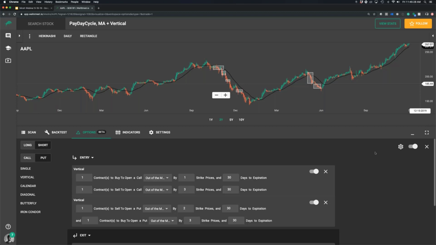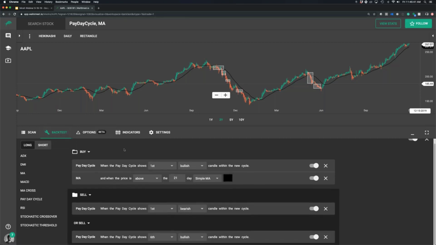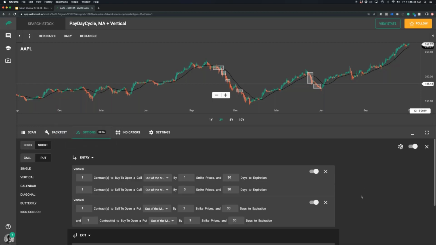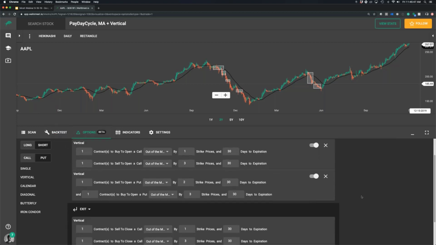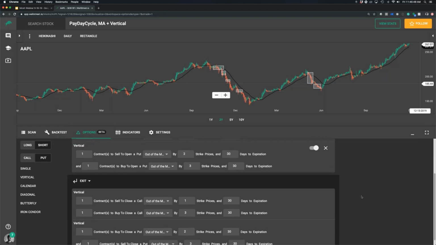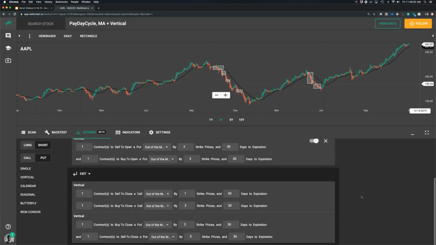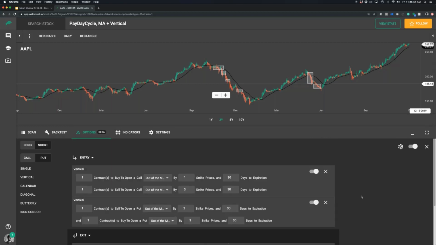And options backtesting is in beta. We've got a few cool features that we're releasing over the next few weeks, like advanced exit conditions. So instead of just saying sell this option when these conditions are met with the payday cycle, we'll be adding conditions like sell when the option hits 100% profitability or 20% loss or something like that. We're adding advanced exit conditions, and once those are up, we'll be moving out of beta, which is pretty cool.